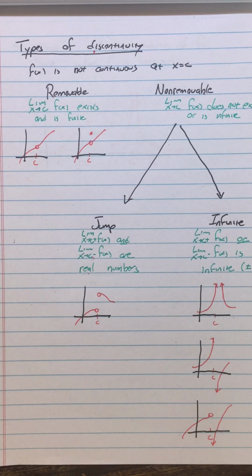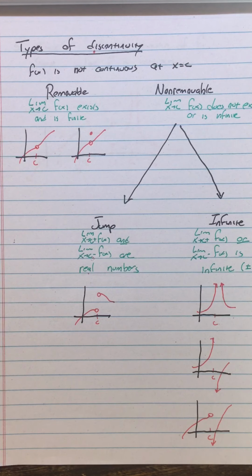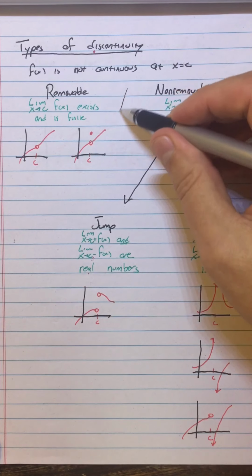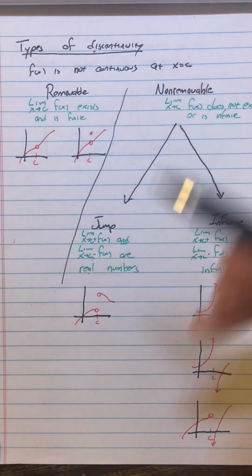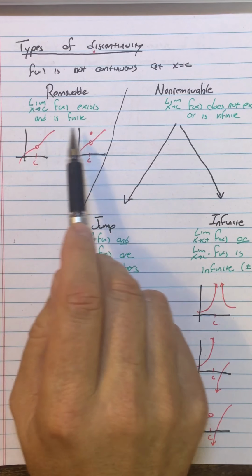So there are several classifications of discontinuity. We're going to talk about them next. We can just call them types of discontinuity when we talk about classifying discontinuities. So the two main divisions are removable and non-removable. Basically, removable means that the limit exists and is a finite number.